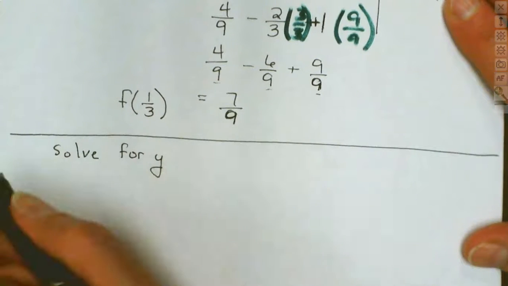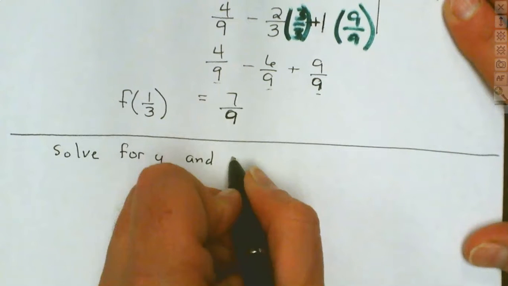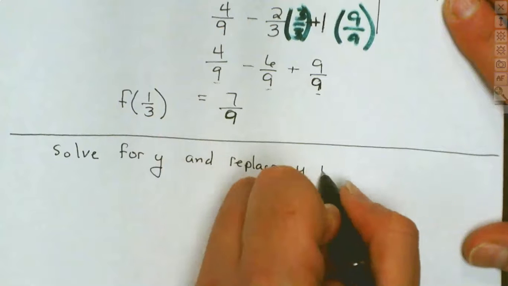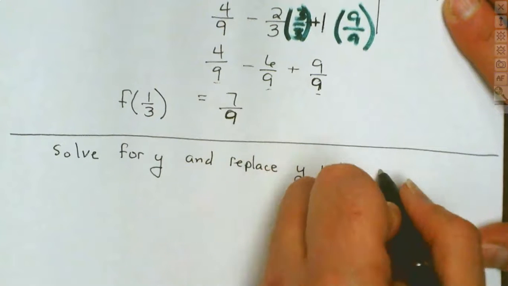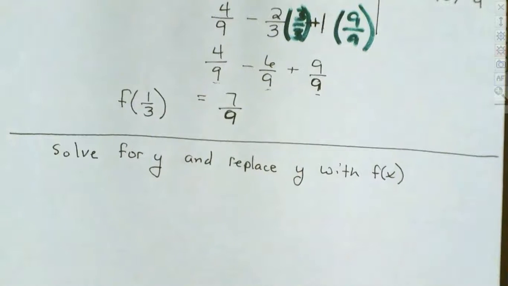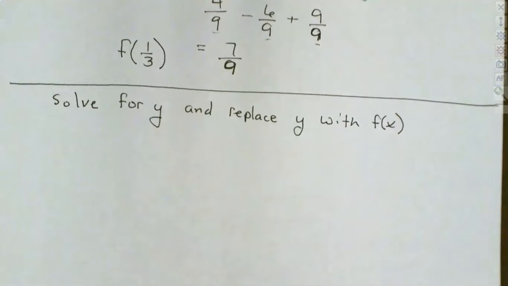So solve for y, and replace y with f of x. So we're going to solve it for y, and we're going to replace y with that f of x. Because y and f of x can be used interchangeably. So y and f of x are the same.